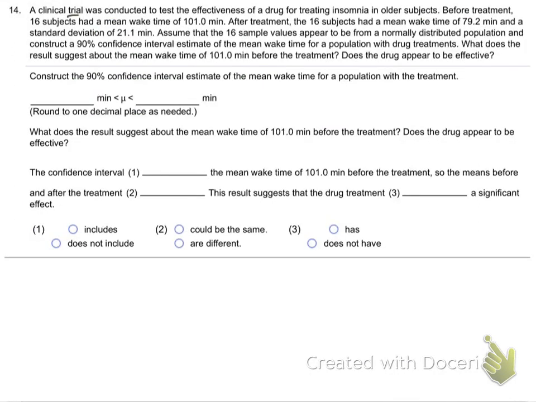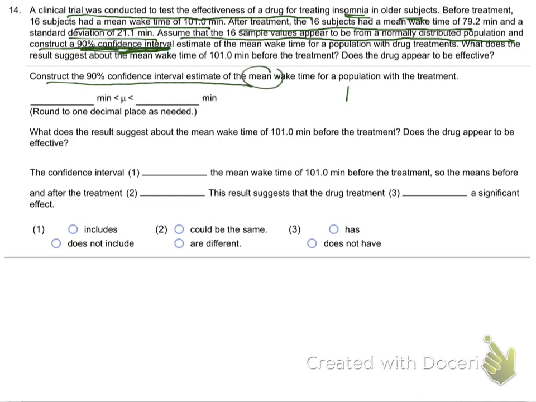Okay, number 14. Clinical trial was conducted on the effectiveness of a drug for treating insomnia in older subjects. For the treatment, 16 subjects had a mean wake time of 101. After treatment, 16 subjects had a mean wake time of 79.2, so it went down a little bit, so that's good, and a standard deviation of 21.1. Assume that the 16 sample values appear to be from a normally distributed population, and construct a 90% confidence interval. So they want a 90% confidence interval for means.